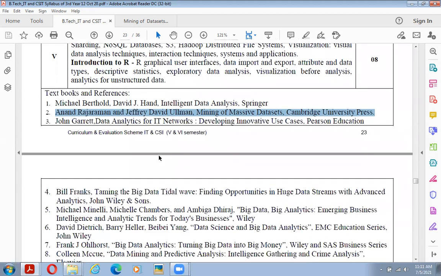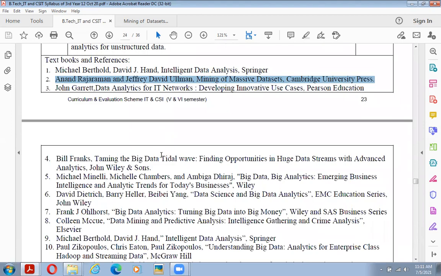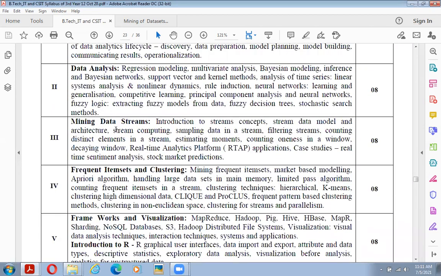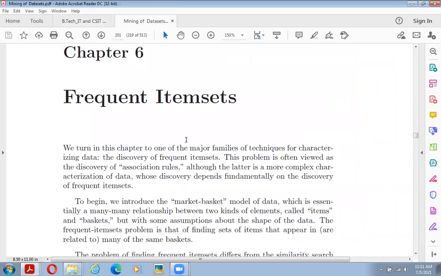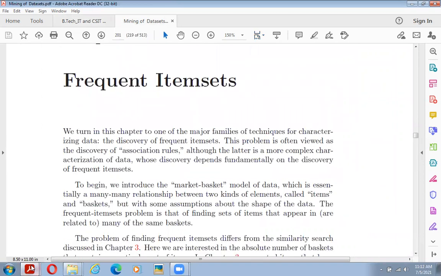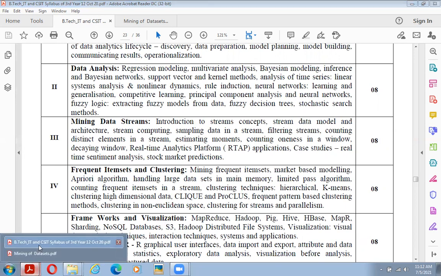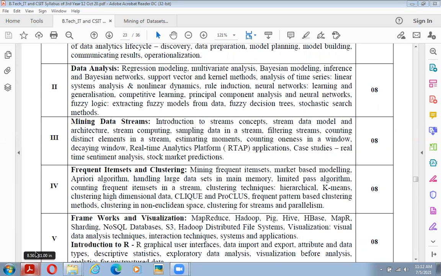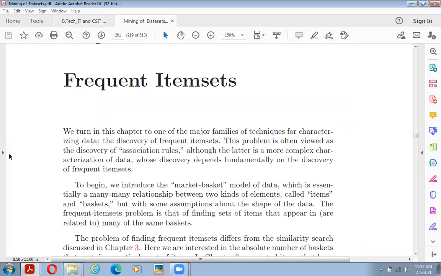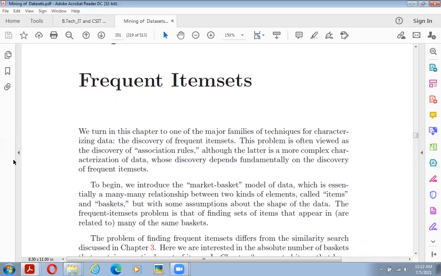Let's move. What next do we need to understand? Okay. So we need to understand what mining data streams is really all about. For that, we need to go for the frequent item sets, because we need to understand the stream concept this time. So let's go to the stream concept, that is unit four of this book.